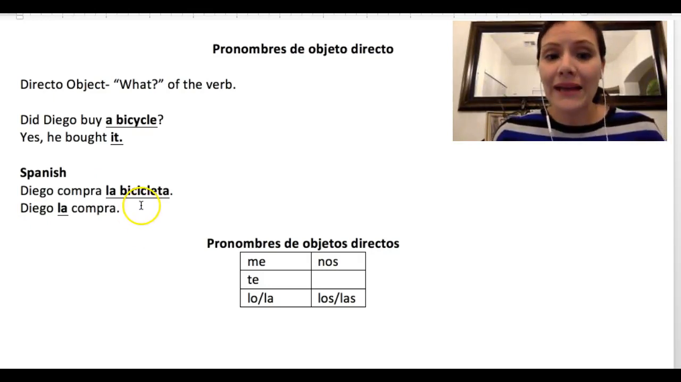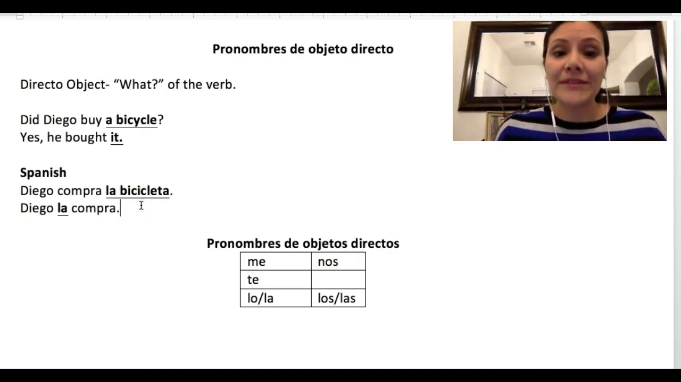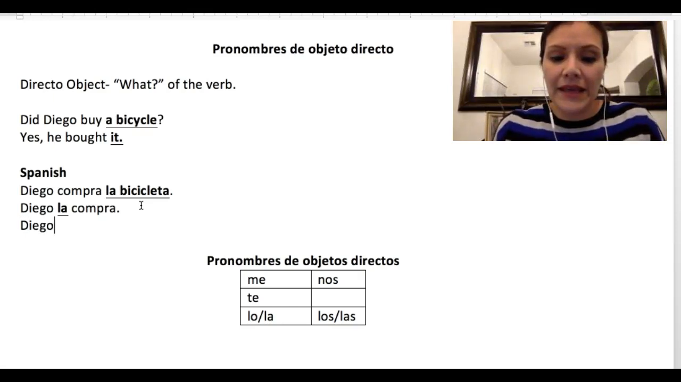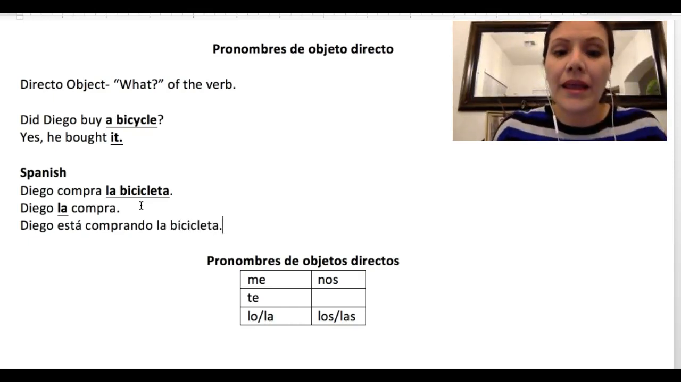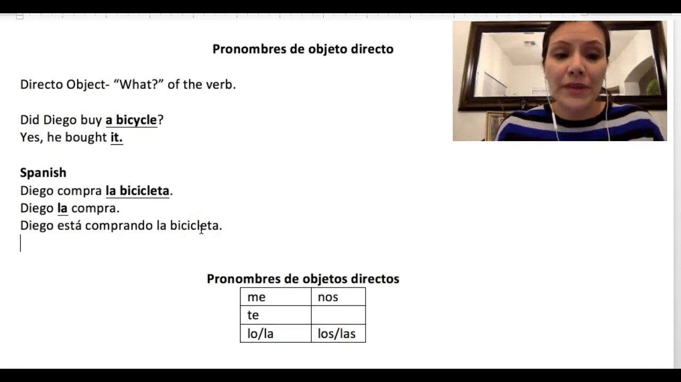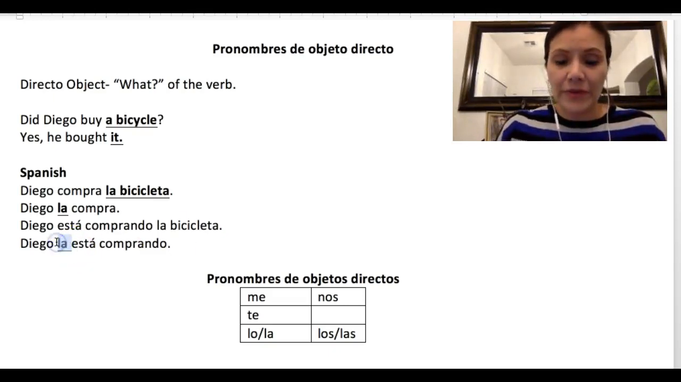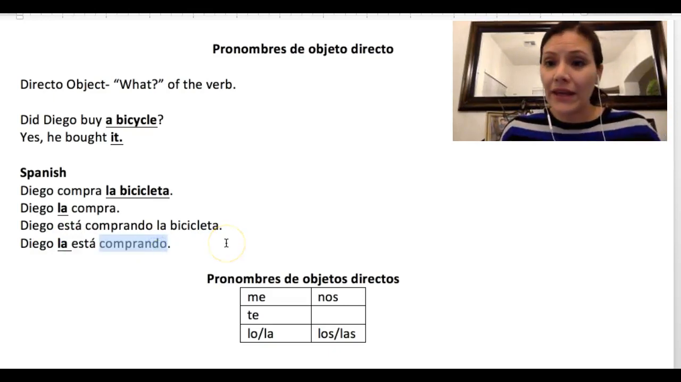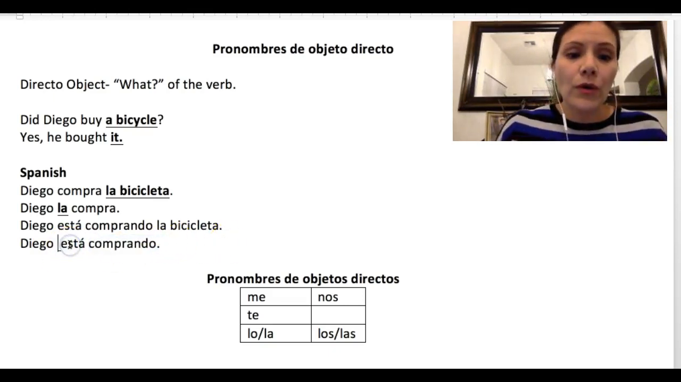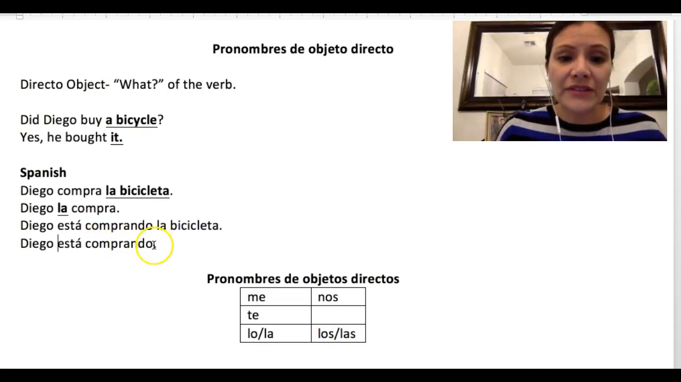If you had, for example, the present progressive, like saying, Diego está comprando la bicicleta, then your option would be either saying, Diego la está comprando, because it is occurring before a conjugated verb, or because we have a participle, our other option is to say, Diego está comprándola.